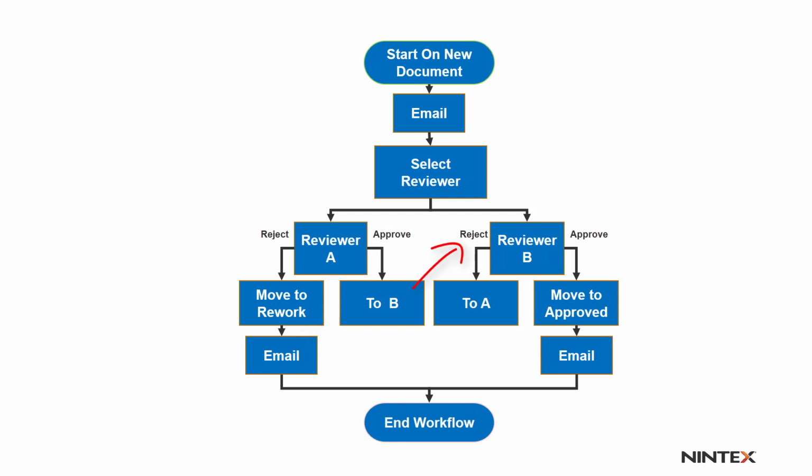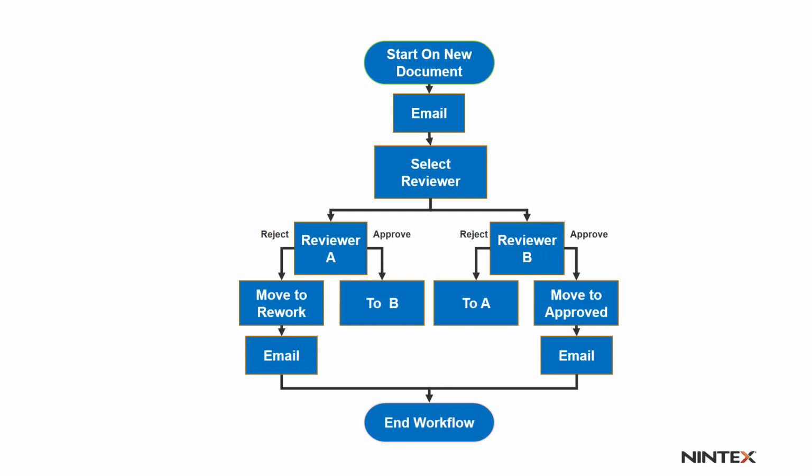Where things really get interesting is when Reviewer A approves, but Reviewer B does not. Now in this scenario, the workflow returns to Reviewer A and asks them to approve the document with Reviewer B's changes. And if they do, it returns to Reviewer B. Now the workflow goes back and forth between the reviewers until they both agree either to send the document back to the author for updates or to go forward and publish the document. And in both cases, the workflow then ends.